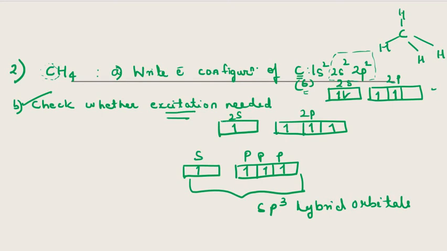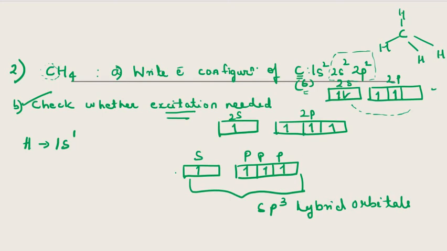Excitation is required. So 1 electron from the 2s orbital moves to the 2p orbital. Now you can see there are 4 half-filled orbitals: 1 in 2s and 3 in 2p. Now consider the case of hydrogen. What is its configuration? It is 1s1. So the s orbital has to overlap with the sp3 orbitals.